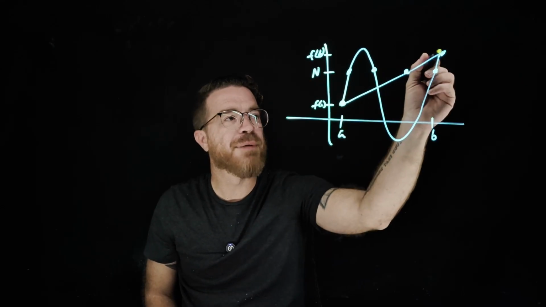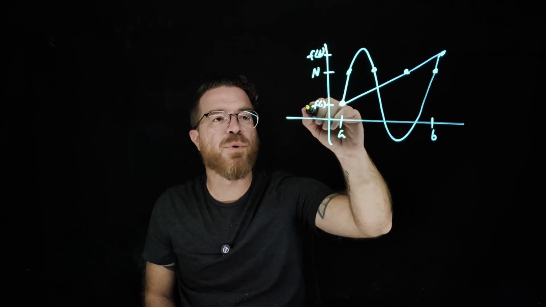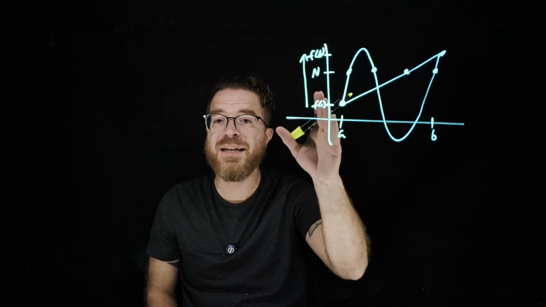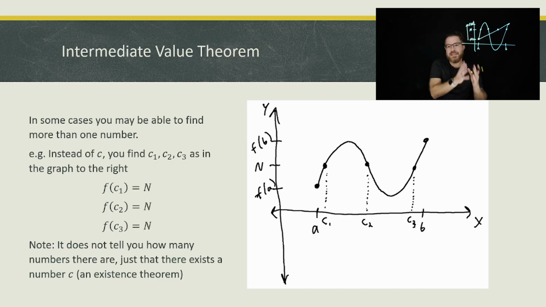To get from a to b, I would have to cross every point between here, right? I'd have to go through every point from f of a to f of b, meaning somewhere in here, this n will get crossed at least one time. Now, in some cases, as I said, you may be able to find more than one number.